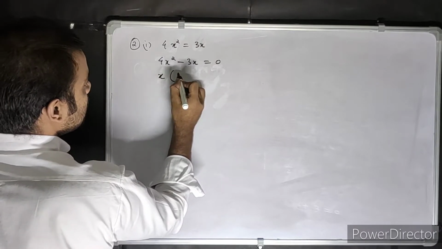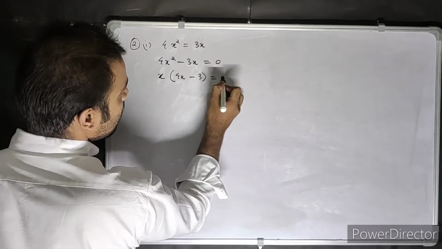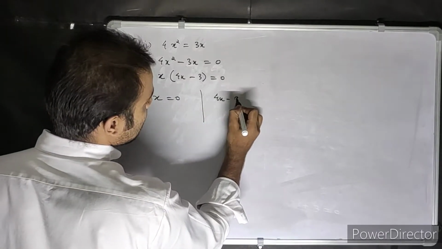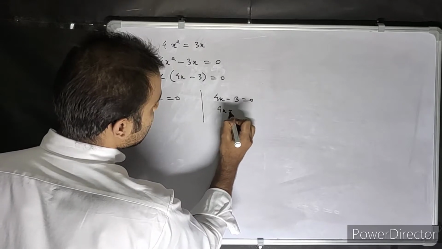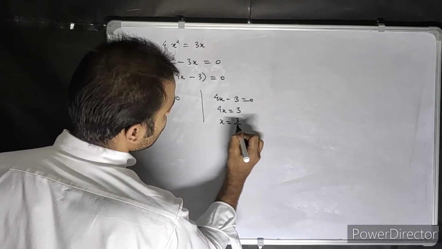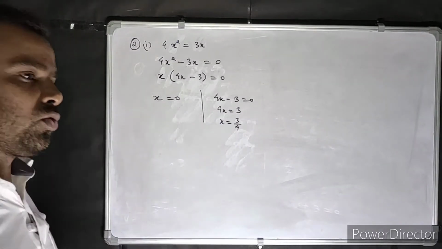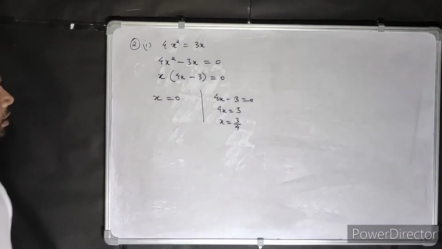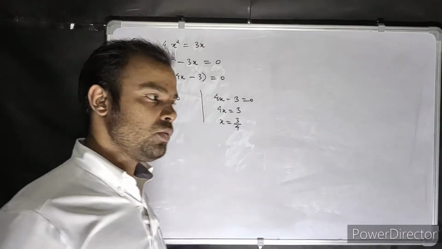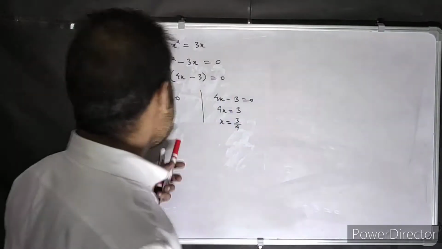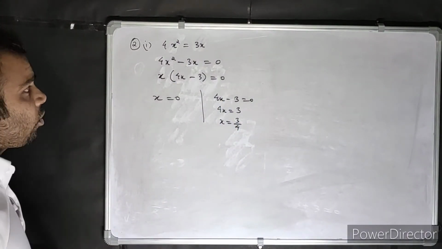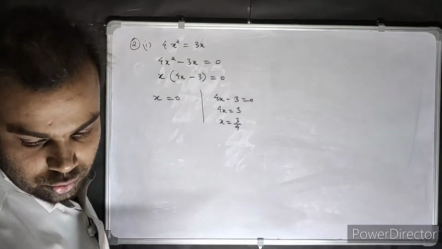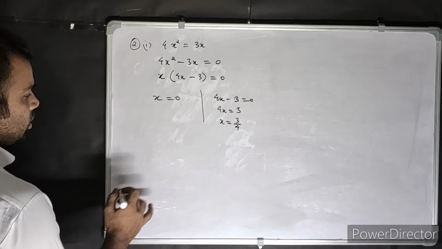So you take out an x. This is x times 4x minus 3 equals 0. So you get two parts: x equal to 0 and 4x minus 3 equal to 0. So 4x is equal to 3, hence x is equal to 3 by 4. I usually don't show it so long. You have to get into a habit of understanding when I directly write x equals 3 by 4. So you've got two solutions, x equal to 0 and x equal to 3 by 4. You can plug them into this equation and check whether you've got the correct answer or not. That's for you to do. Please do it.